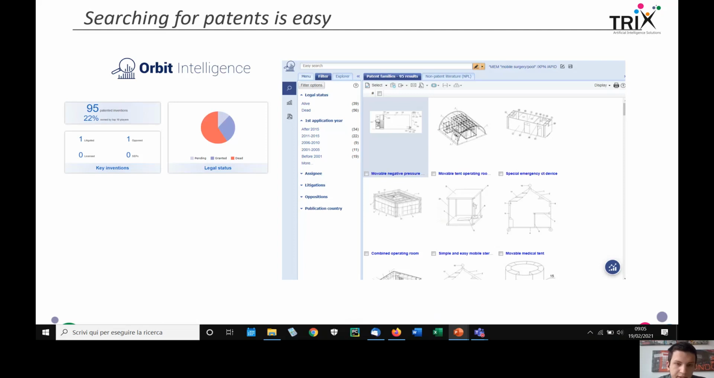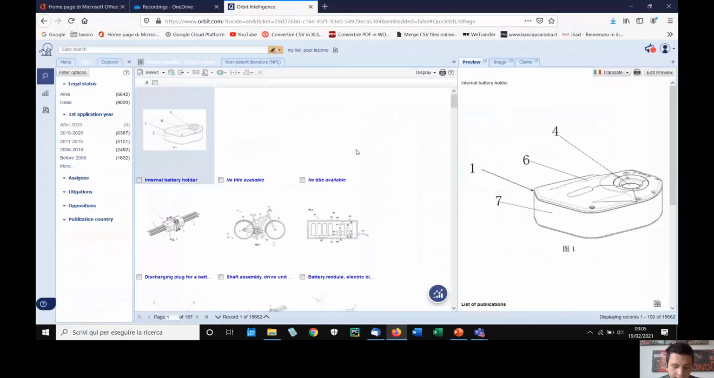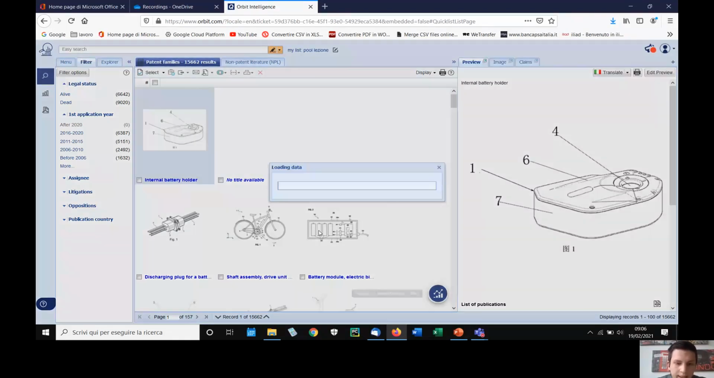Databases like Espacenet or Google Patents are free and are search engines only. There are a number of paid software, such as Clarivate, Thomson, or Orbit in this case, which in addition to being search engines are also graphical dashboards to display a series of data. Let's see, for example, how Orbit works. The user interface is similar to Espacenet with the drawing of the patent. This is a pool of e-bike patents, but I can select the whole pool and analyze them.